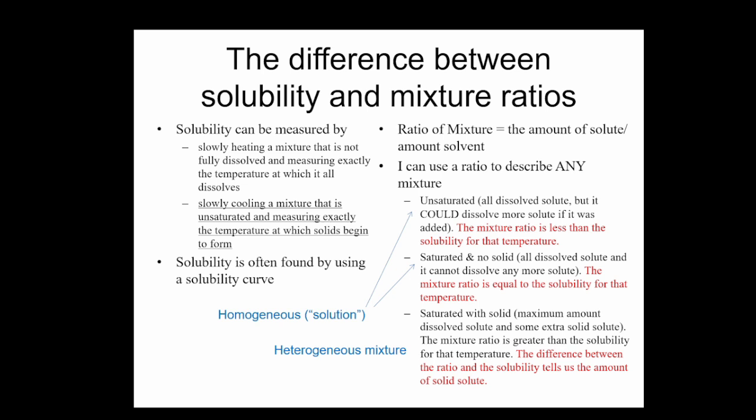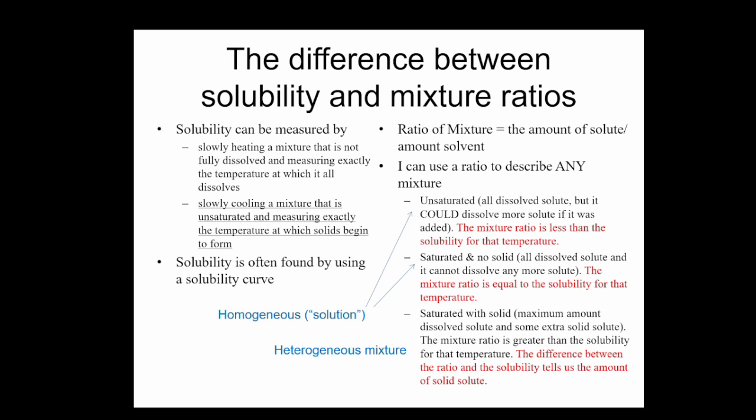It might be unsaturated. It's homogeneous, but it doesn't have as much solute as it could. It could dissolve more solute if I had more. The mixture ratio is less than the solubility for that temperature, which would describe an unsaturated solution. I could have saturated and homogeneous. There's no solid, everything's all dissolved, but it's at the maximum that can dissolve. That would be where the mixture ratio is equal to the solubility for that temperature.